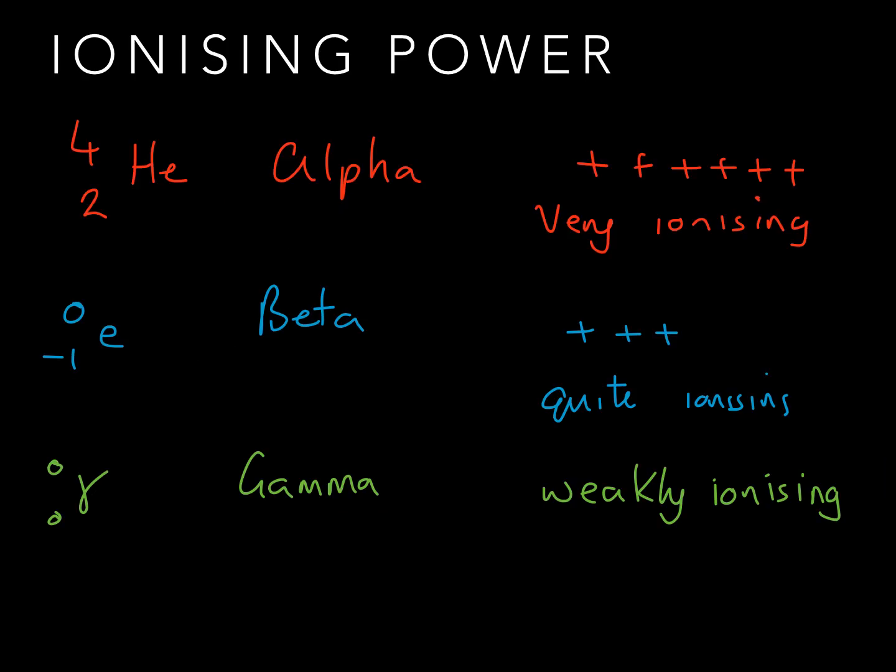Also, the other thing to know is that alpha is very ionizing. It's a large particle. It's very ionizing. Beta particles are quite ionizing. In other words, ionizing means it'll damage atoms and split them into positive particles and negative particles, which tend to be the electrons. The positive particles tend to be what's left of the atom once the electron's been kicked off. Gamma is weakly ionizing, and that is why it travels enormous distances.